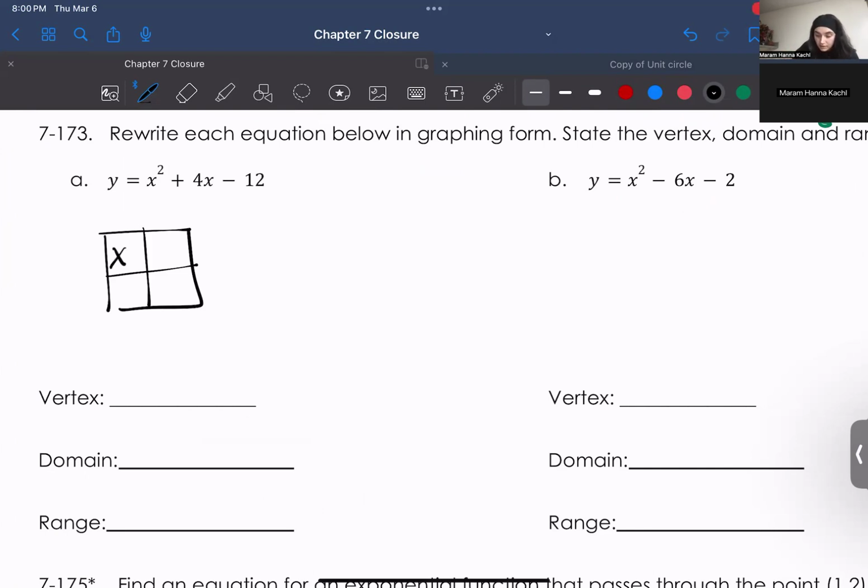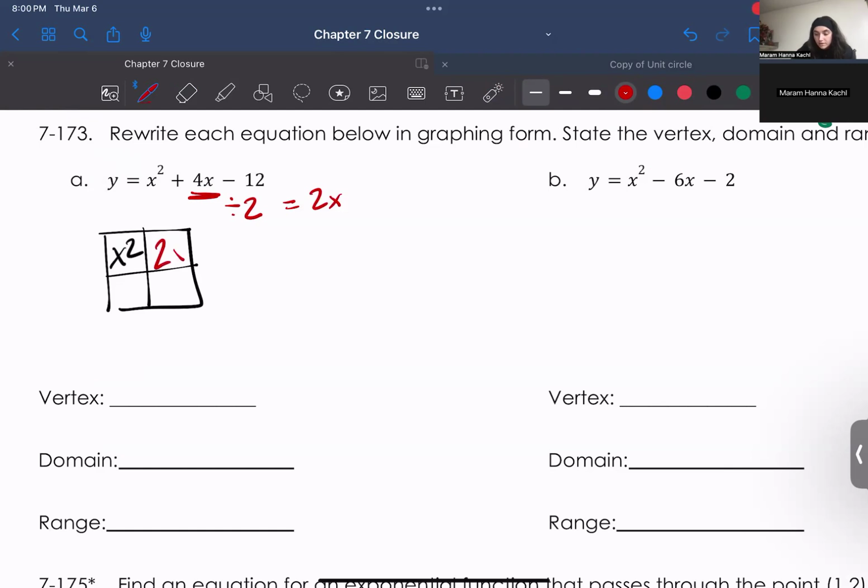X squared is still x squared. With complete the square, we really like these diagonal boxes to be the same number. And the only way that you can get that to happen is by taking this 4x and cutting it in half. So that gives me 2x for each one.